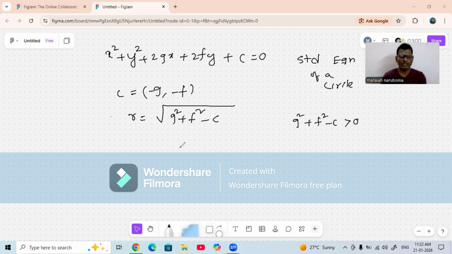So using c, we have to find only the center and radius to solve any kind of question from this topic, circle. So these are the two important things: one is the center and the other is the radius.